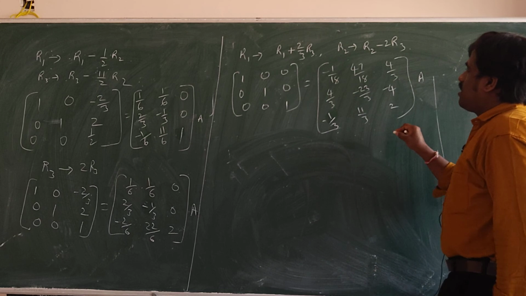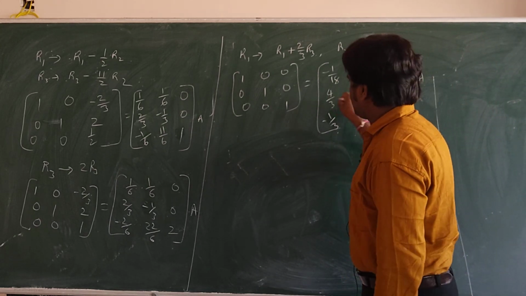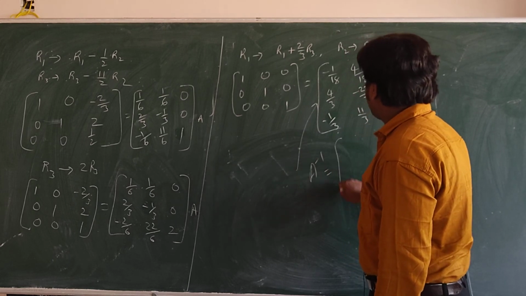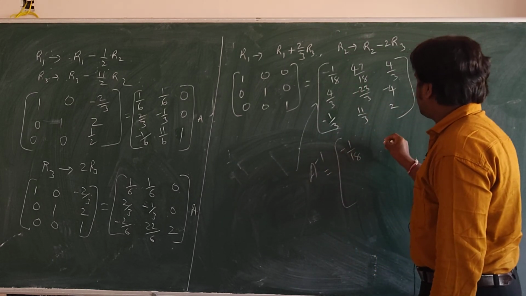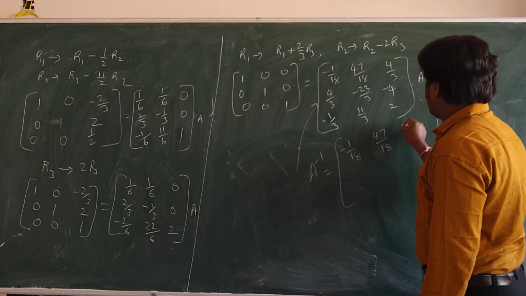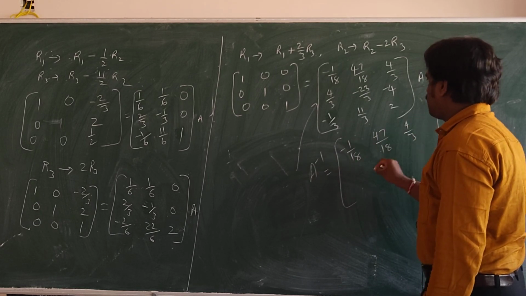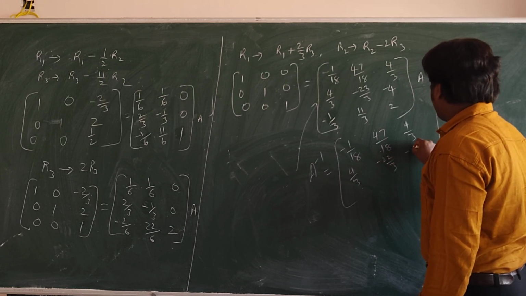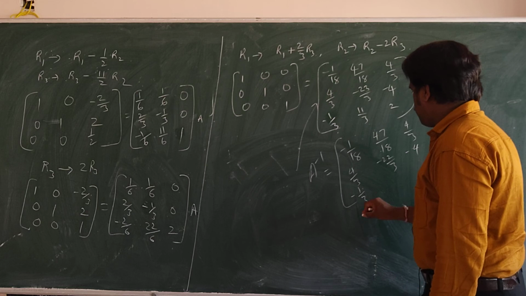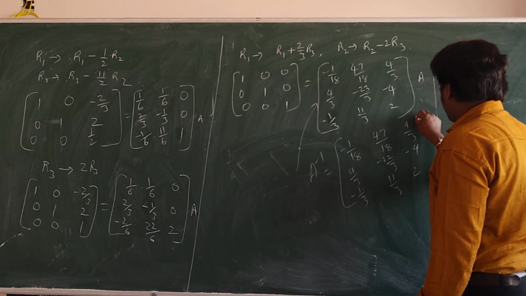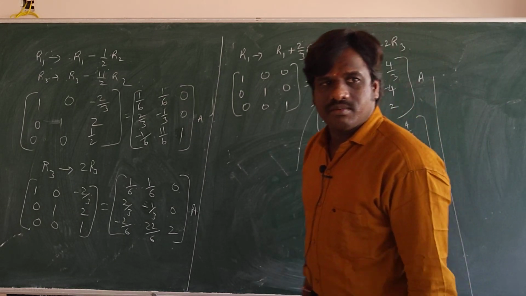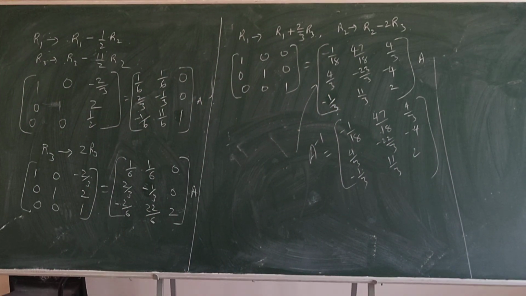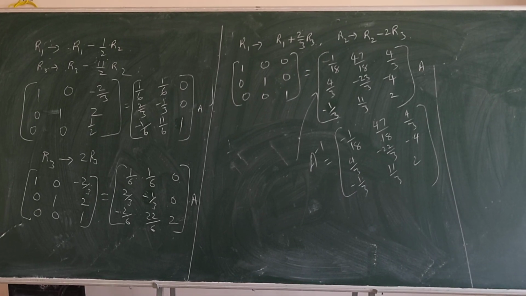So here, A into this is equal to I. So this is the inverse of the matrix. So A inverse is equal to, we can say, minus 1 by 18, 47 by 18, 4 by 3, 4 by 3, minus 22 by 3, minus 4, minus 1 by 3, 11 by 3, 2. So this is the elementary transformation method for finding the inverse. Right, sir? So we finish this one, we'll start a new one.